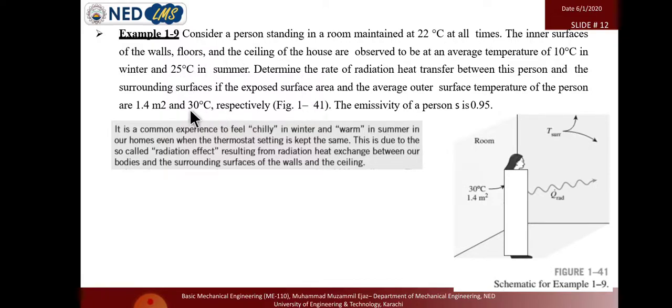So your body temperature is 37 and the clothes temperature is around 30, as written over here. You see that your body radiates more heat in the winters. Basically you are radiating your own heat to the walls and the surroundings, so that's why you feel a chill effect. Whereas in the summer the room surrounding wall temperature is 25, so less heat radiation comes out of your body, so you don't feel a chilly effect in the summers.